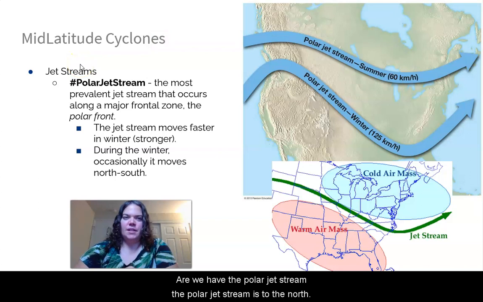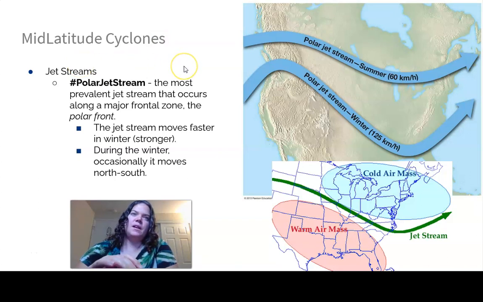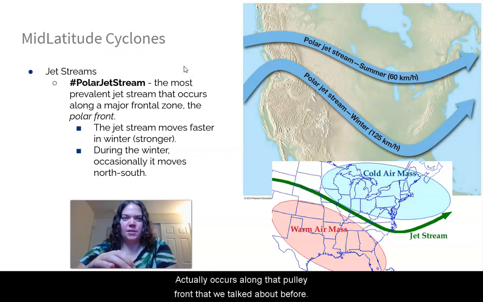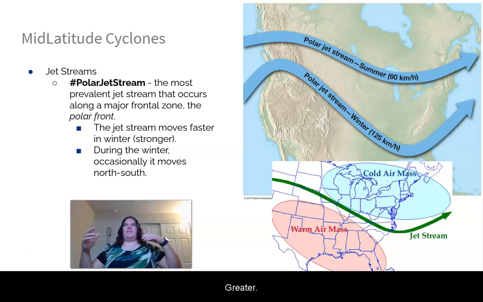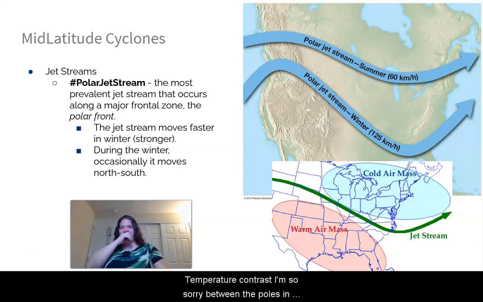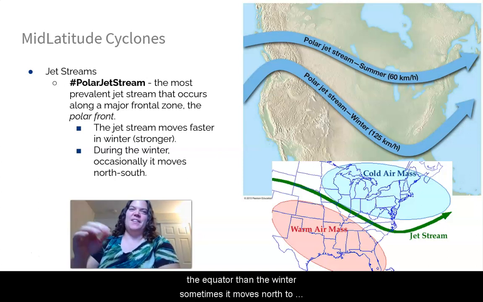Here we have the polar jet stream. The polar jet stream is to the north, and this actually occurs along that polar front that we talked about before. The jet stream moves stronger in the winter because of the greater temperature contrast between the poles and the equator.